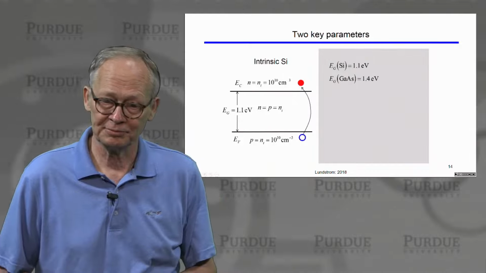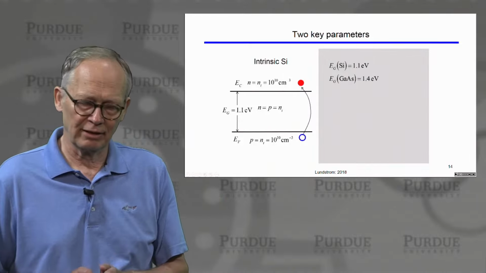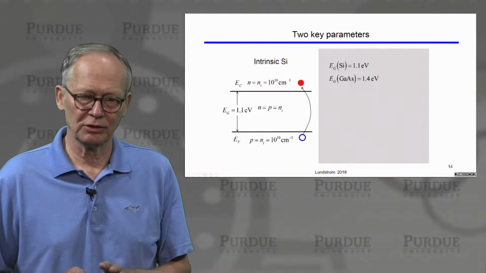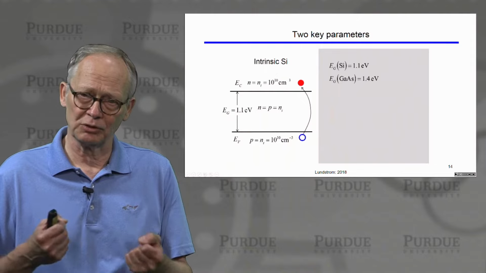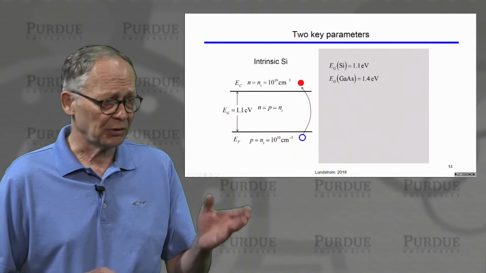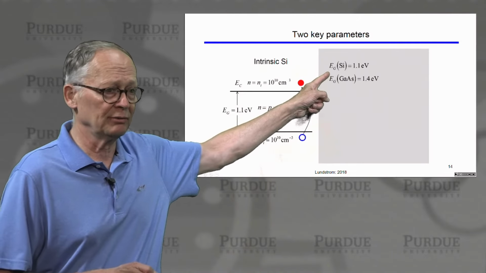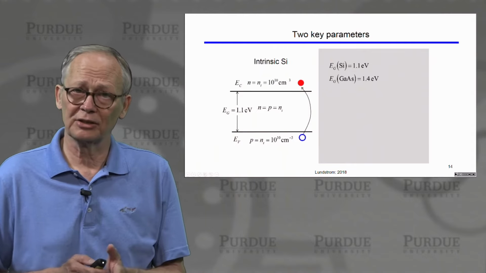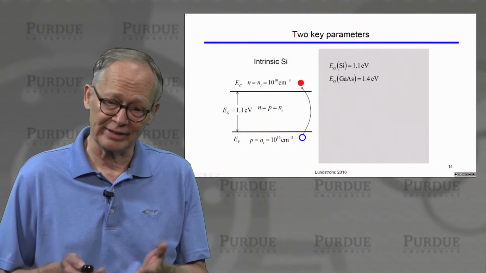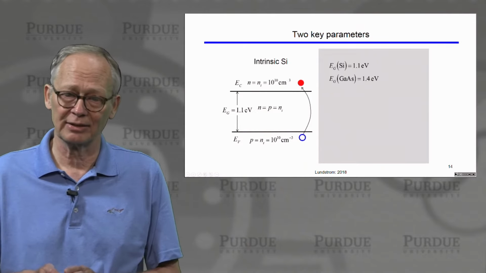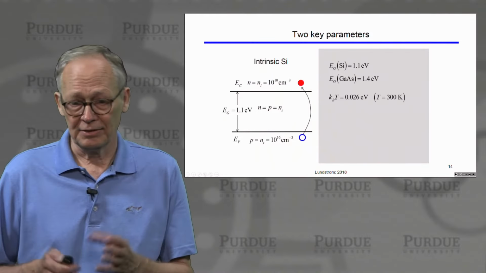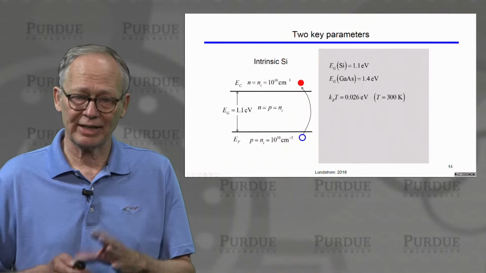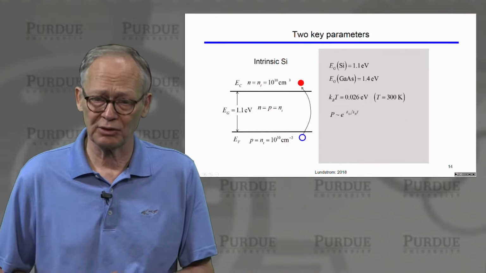So the two parameters that are extremely important for semiconductors is first, what is the band gap? Because that's sort of a measure of how difficult it is to break these bonds. For silicon, it's 1.1 electron volts. Other semiconductors have different band gaps. For example, gallium arsenide is another semiconductor. It has a band gap that's a little bit bigger. The thermal energy at room temperature, kT, is 0.026 electron volts.